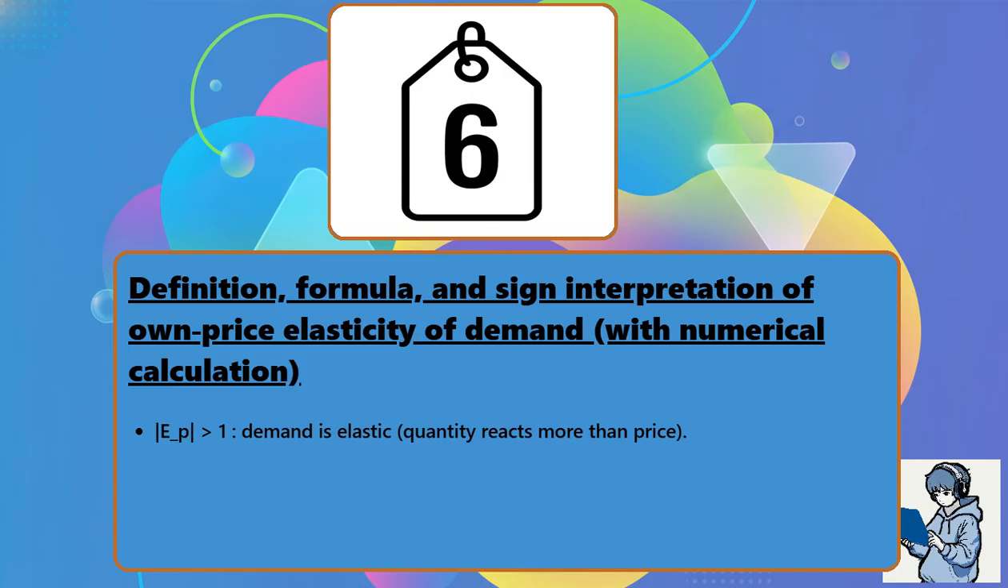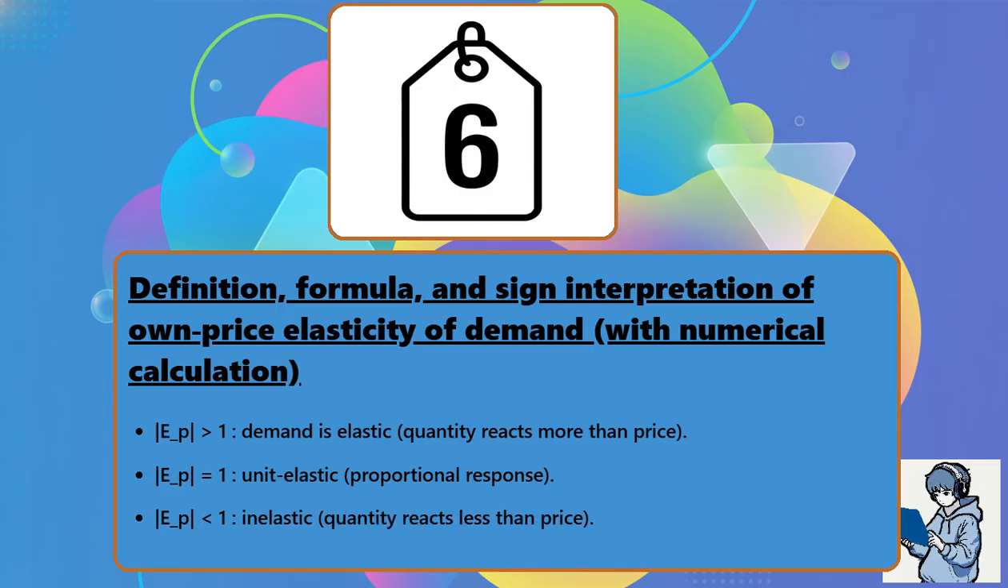Interpretation. Absolute E sub P greater than 1: demand is elastic, quantity reacts more than price. Absolute E sub P equals 1: unit elastic, proportional response. Absolute E sub P less than 1: inelastic, quantity reacts less than price.